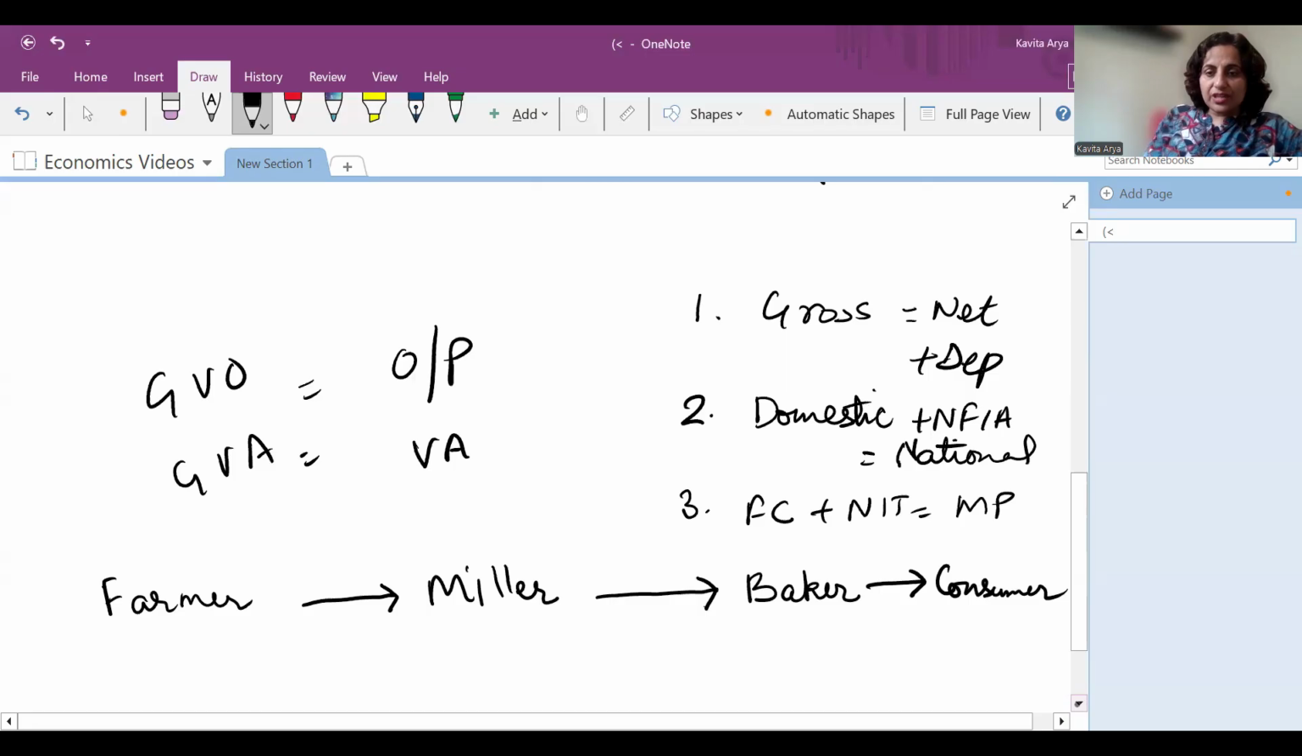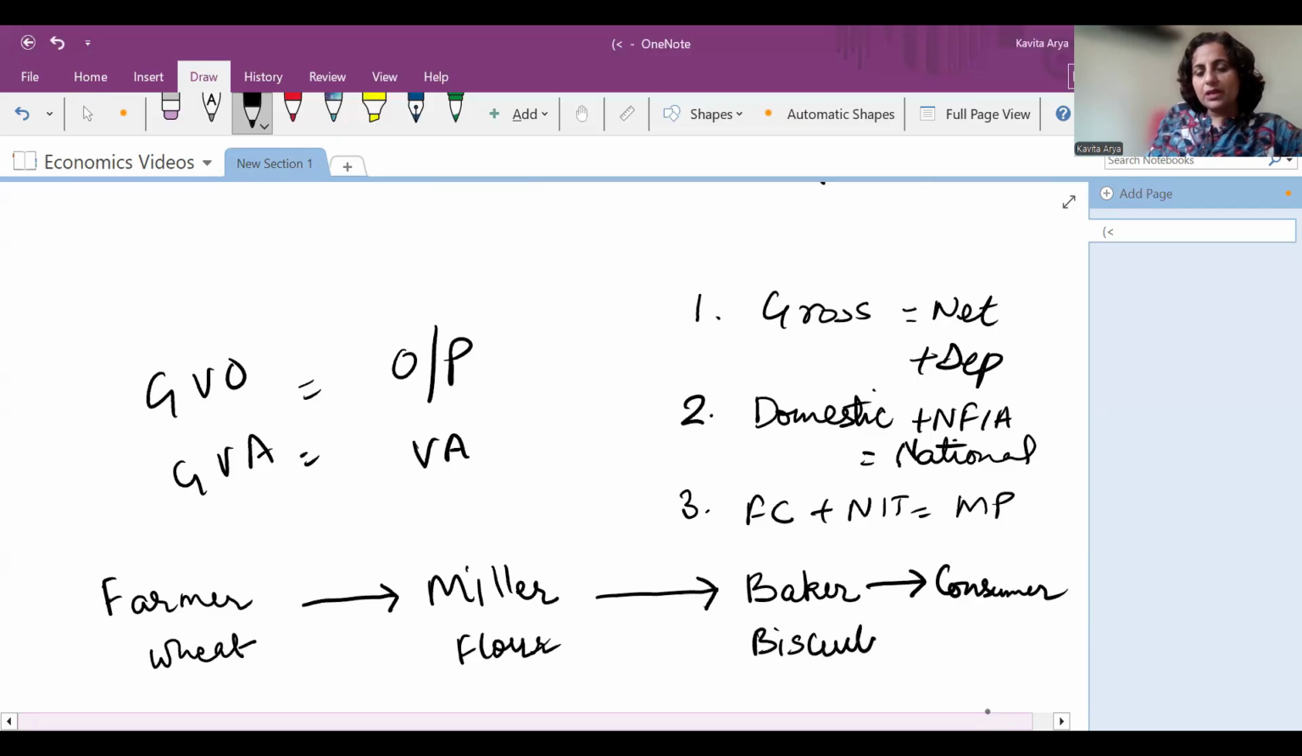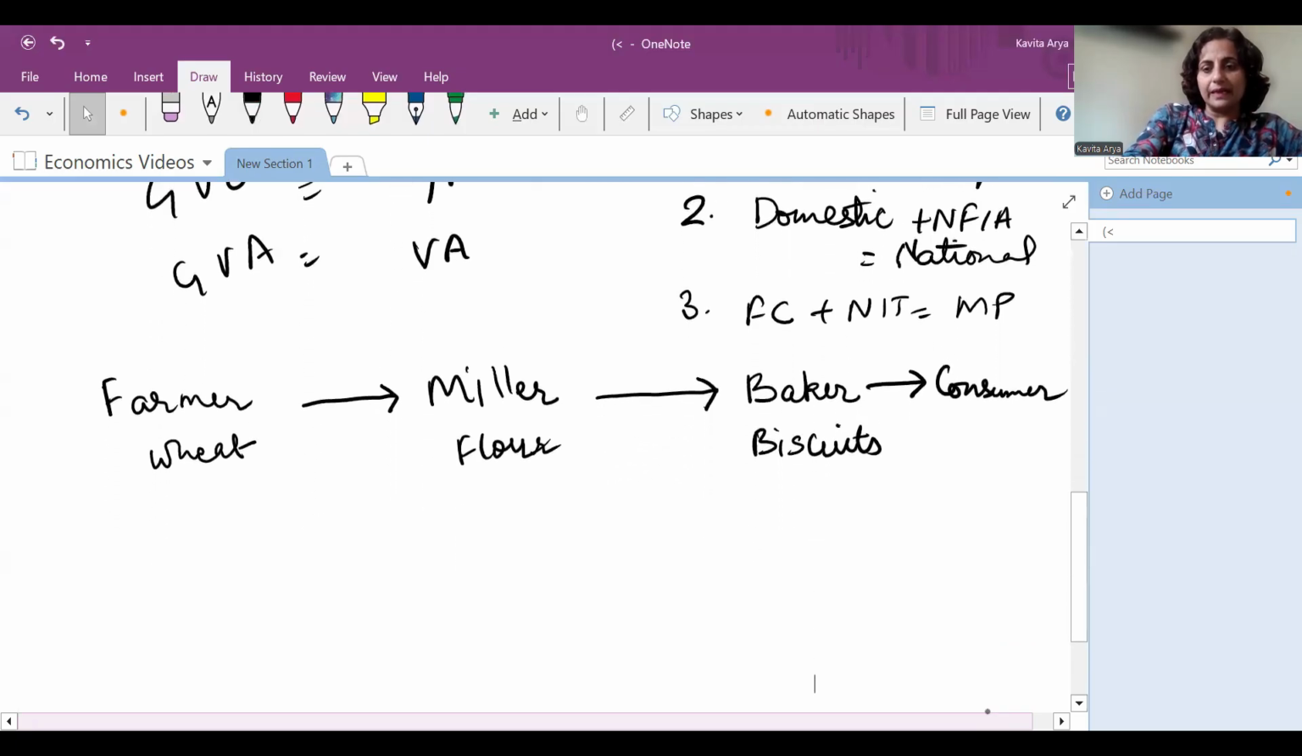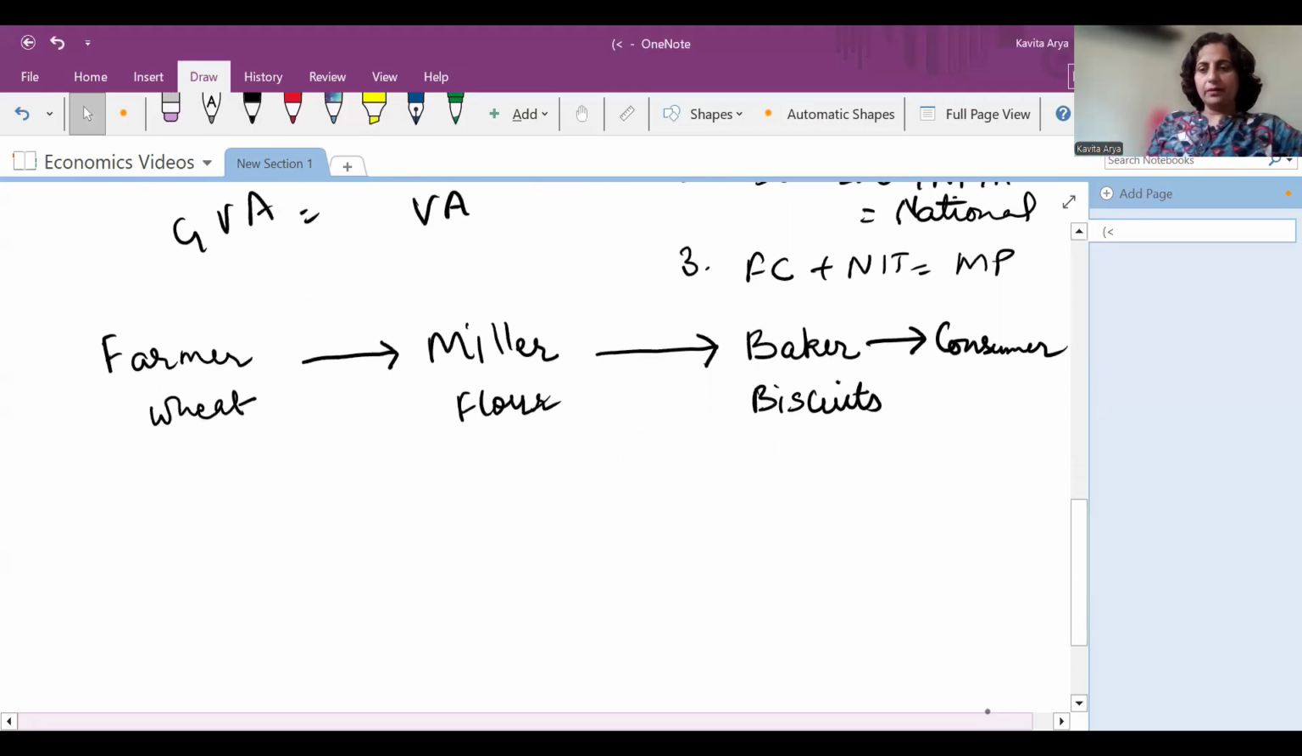Right. So this is a chain which goes through several stages. Farmer has produced wheat. Miller has produced the flour. And the baker has produced the biscuits, which become my final product later on. Now, let's understand. We have already read in the previous chapter that we never include the intermediate things, but we always take the final things in consideration while calculating the national income.